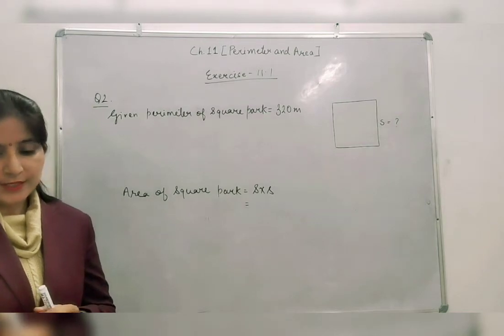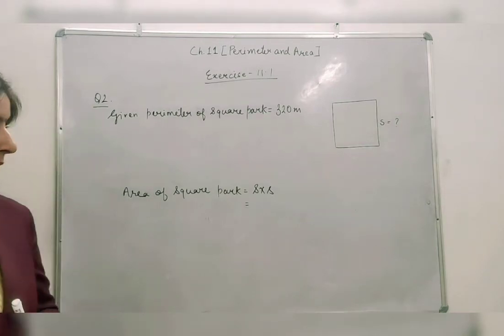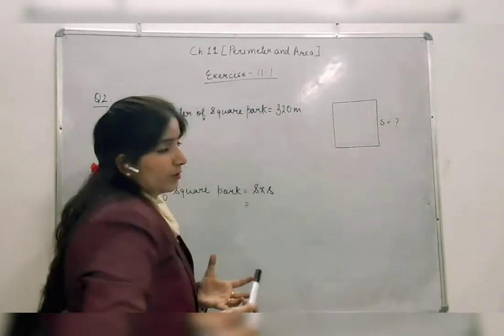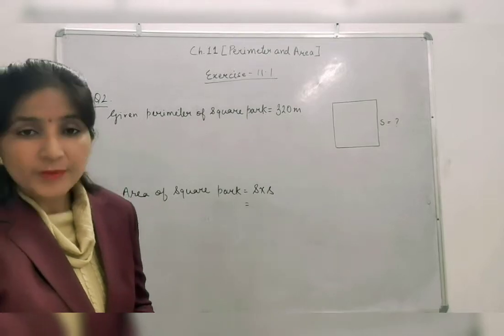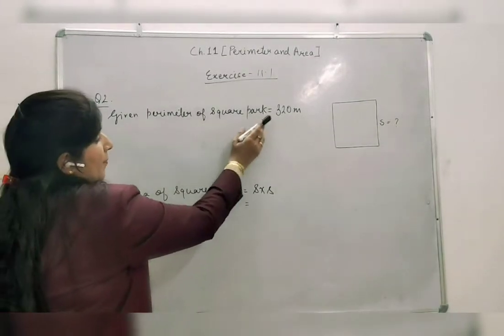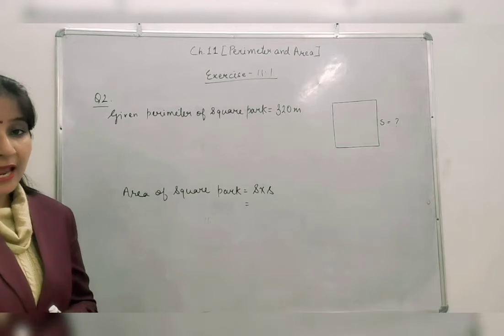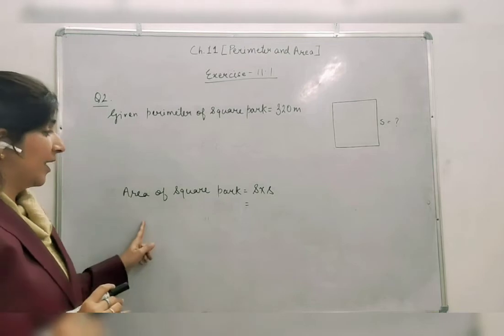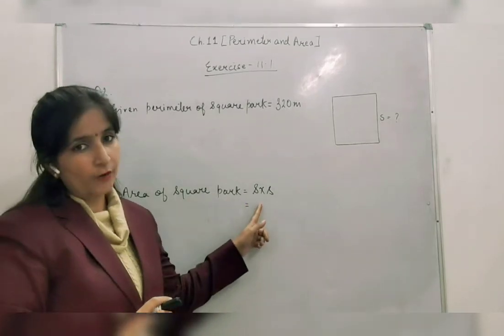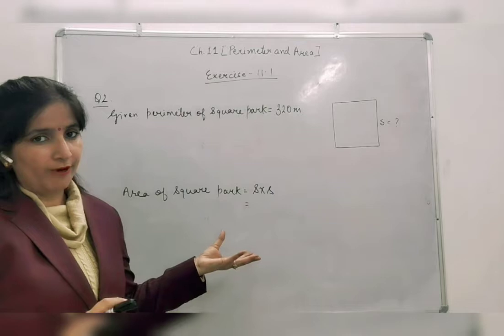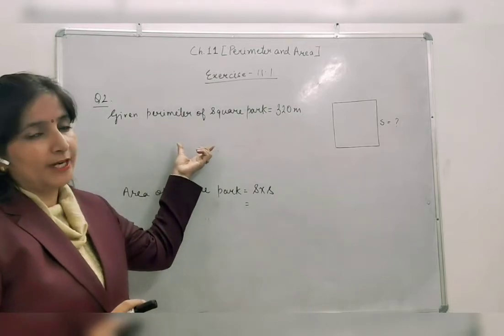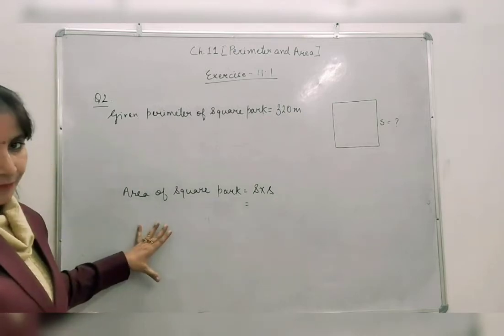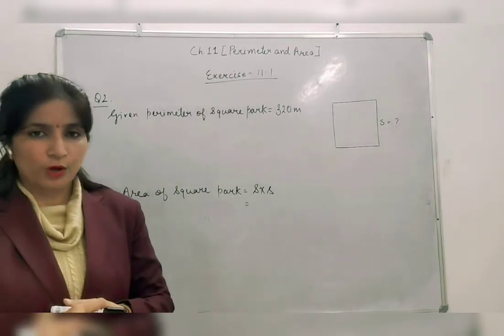Now students, let us do question number 2 of 11.1. In this question, there is a square in which only the perimeter is given to us. The perimeter of the square part is 320 meter, and we have to find out the area of the same square part. But for area, as you know, we always need the side. From the perimeter directly we cannot find it. We need to find the side from the perimeter, and using that side we can find the area.